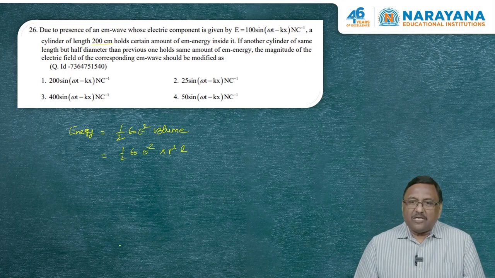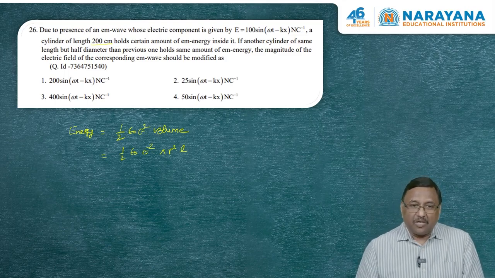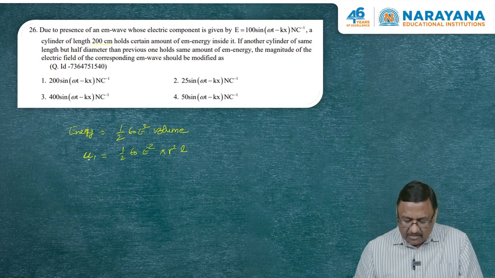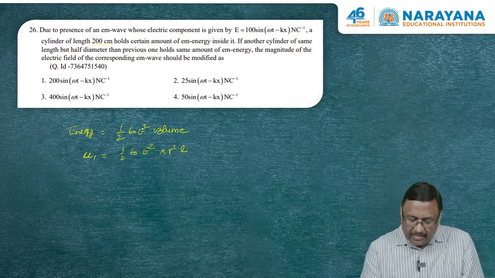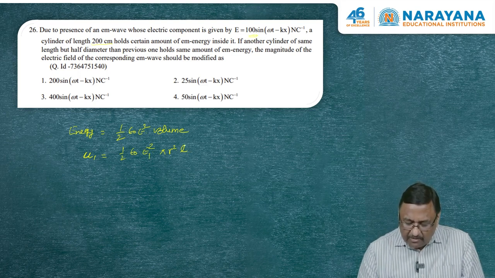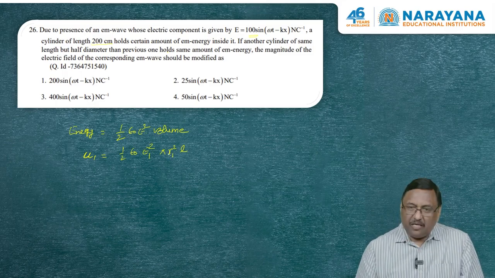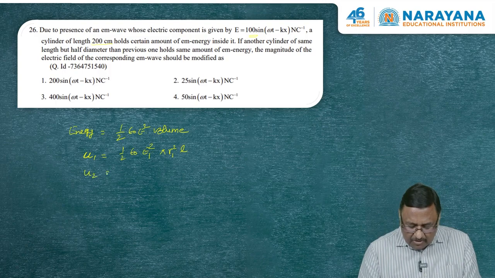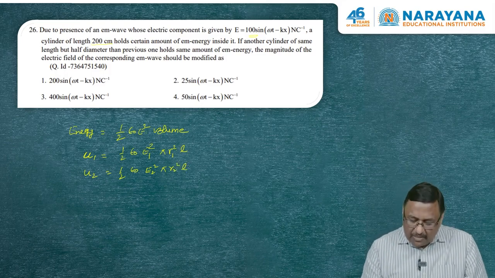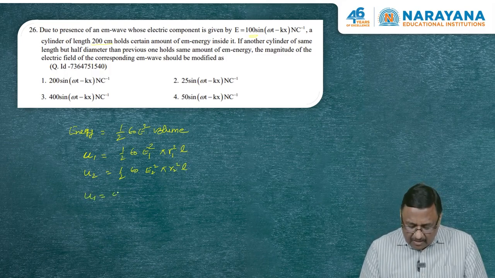Now, as the question says, if another cylinder has the same length but half the diameter, let me denote energy by U. So U in the first case is U1, and the magnitude of the electric field in the given equation is 100, which I consider as E1. The length is the same, but the diameter is different, so I choose R1 as my variable. Secondly, U2 is going to be half of epsilon naught into E2 square into pi R2 square into L. If you compare these two, he is saying the two energies are equal. So I can say U1 is equal to U2.